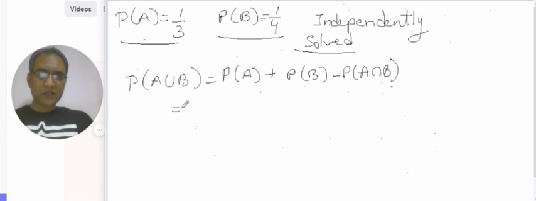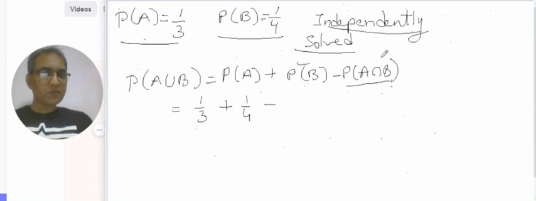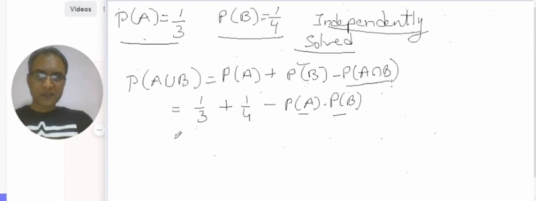The value of P(A) given in the question is 1 by 3. Value of P(B) is also given, 1 by 4, minus P(A intersection B). See, in the question it was given that both of them are solving the problem independently. That means they are independent events. For independent events, P(A intersection B) is P(A) into P(B). Now we'll substitute the values of P(A) and P(B) here also. So this becomes 1 upon 3 plus 1 upon 4 minus 1 upon 3 into 1 upon 4.